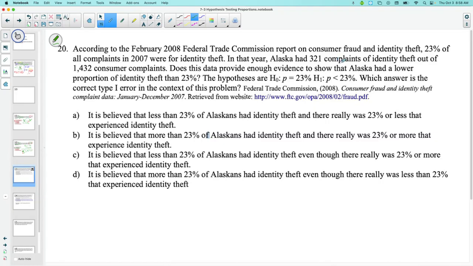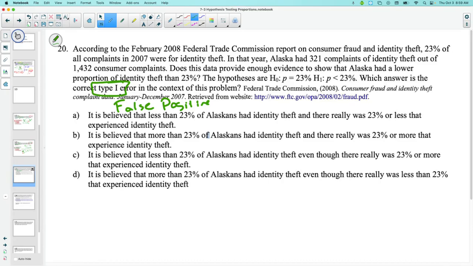Alaska had their own thing, 321 out of 1432. Is this evidence enough? So we could run the whole test, the whole thing. But that's not quite what this is asking. This is saying, maybe we find this, maybe we reject the null, maybe we say, hey, maybe Alaska does have more identity theft than the rest of the country, right? Maybe that is. But what would that mean? What would a type 1 error, in other words, a false positive, what would that mean in this case?